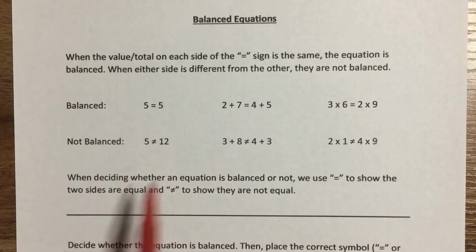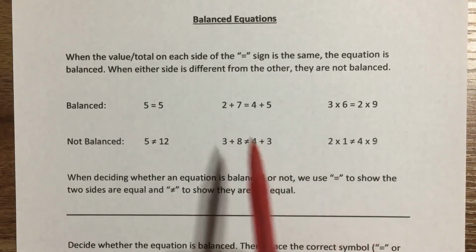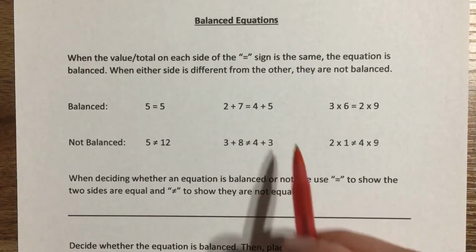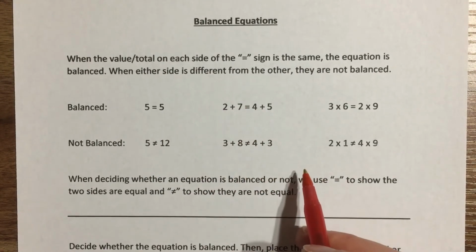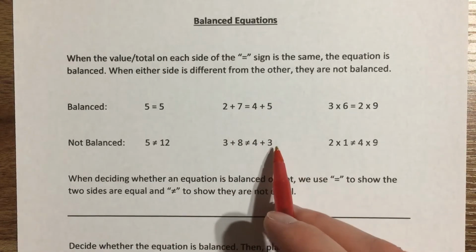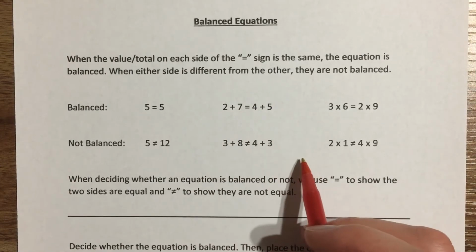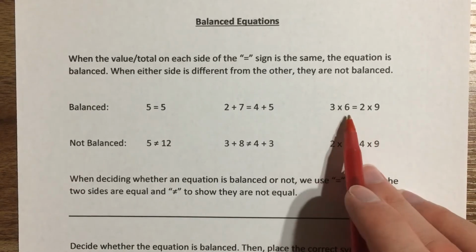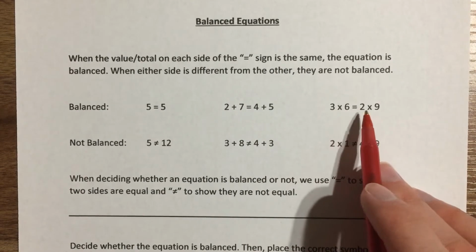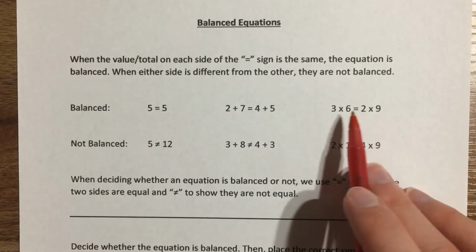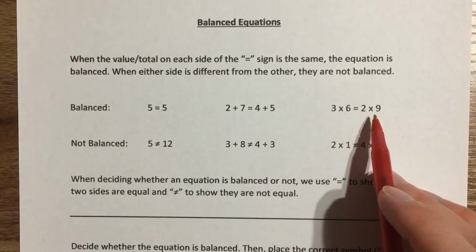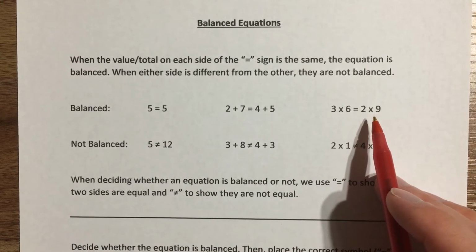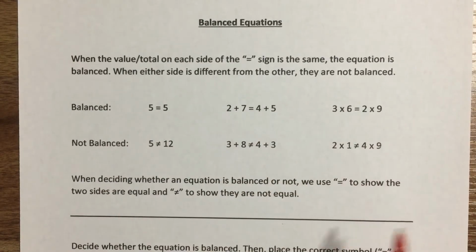So, examples of some balanced equations. 5 equals 5. That is true and balanced. Right here, 2 plus 7 equals 4 plus 5. 2 plus 7 is 9. 4 plus 5 is 9. Does 9 equal 9? Yes, it does. Same thing over here with multiplication. 3 times 6 is 18. 2 times 9 is 18. 18 equals 18. That is true. That's good stuff. So all three of those are balanced.